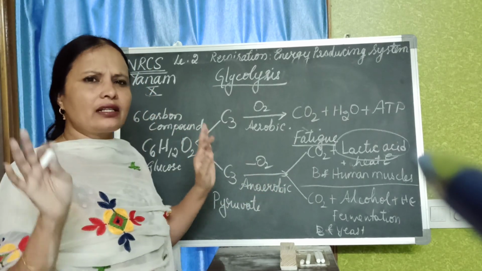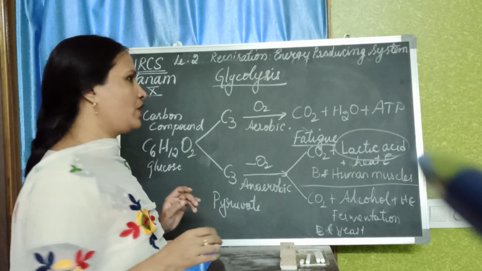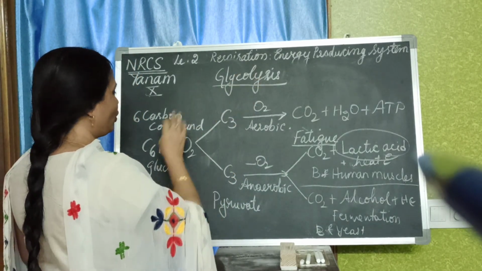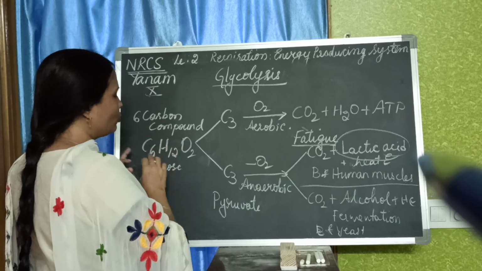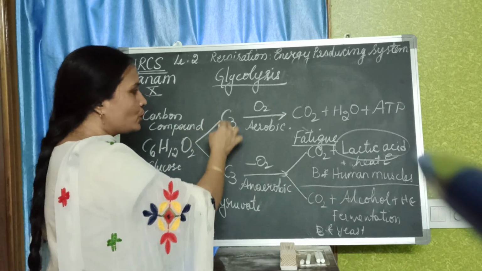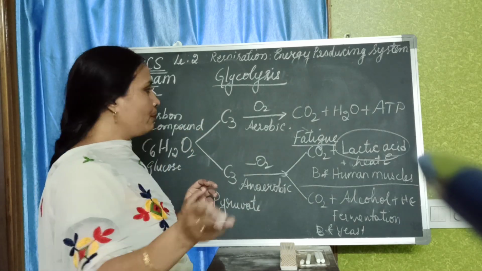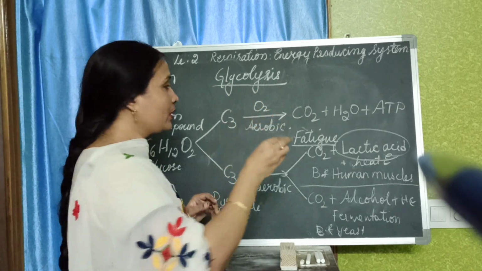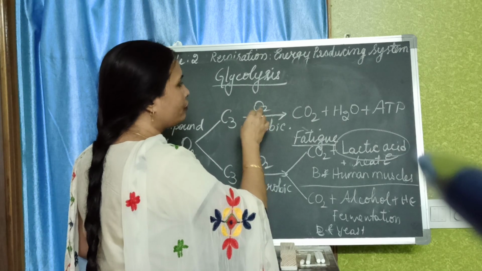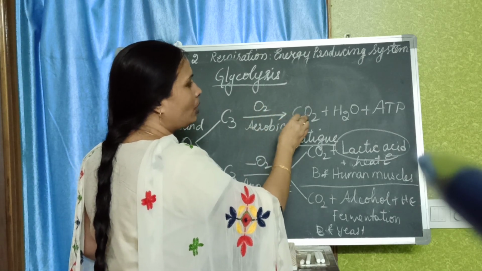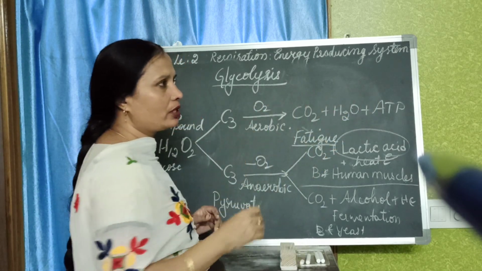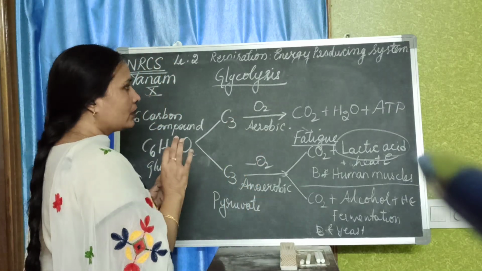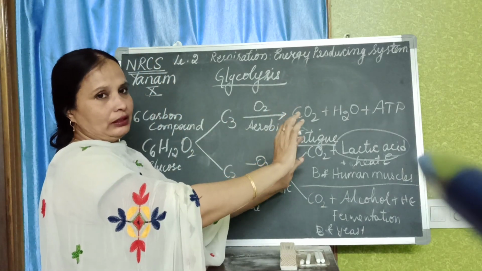Now let us understand glycolysis in aerobic respiration. Glycolysis is the breaking down of a glucose molecule. A 6-carbon compound, the glucose molecule, is broken down into 2 three-carbon compounds, and then those two three-carbon compounds, in the presence of oxygen, are broken down into carbon dioxide, water and ATP. And that is aerobic respiration.